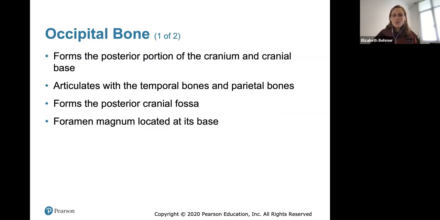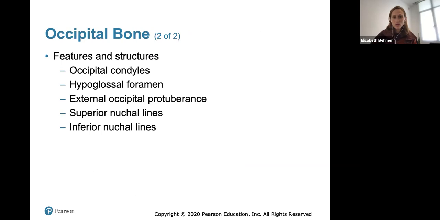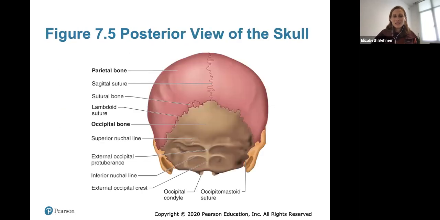The occipital bone forms the posterior portion. It articulates with your temporal and parietal bones, and it forms the posterior cranial fossa. The foramen magnum is located at its base, which is a large hole that your spinal cord will go through. And here are different features and structures of the occipital bone. There are condyles, the hypoglossal foramen, the external occipital protuberance, which you can feel on the back of your skull, and then the superior and inferior nuchal lines, which is where different muscles will attach.